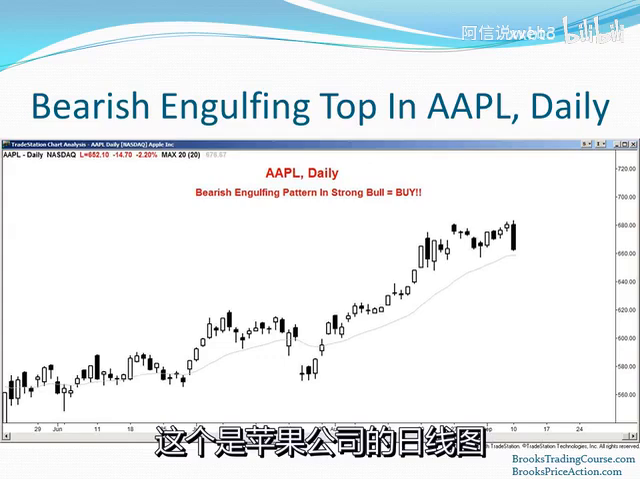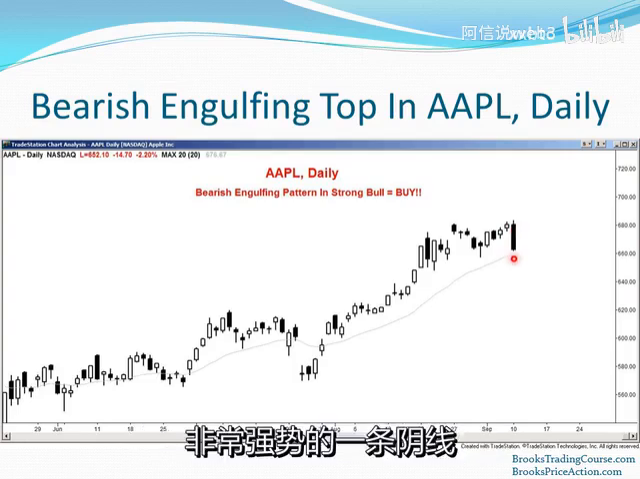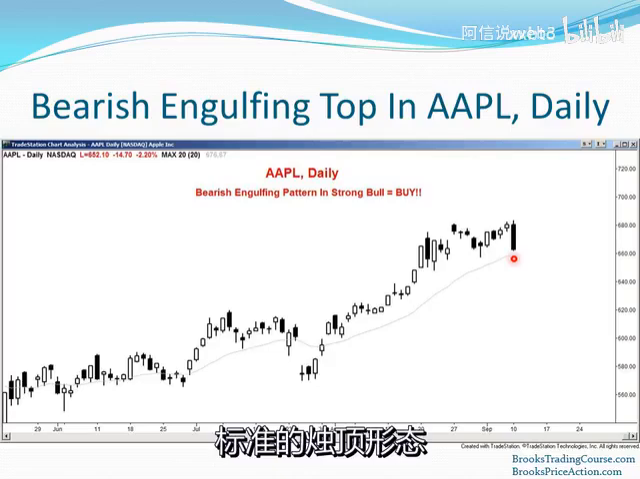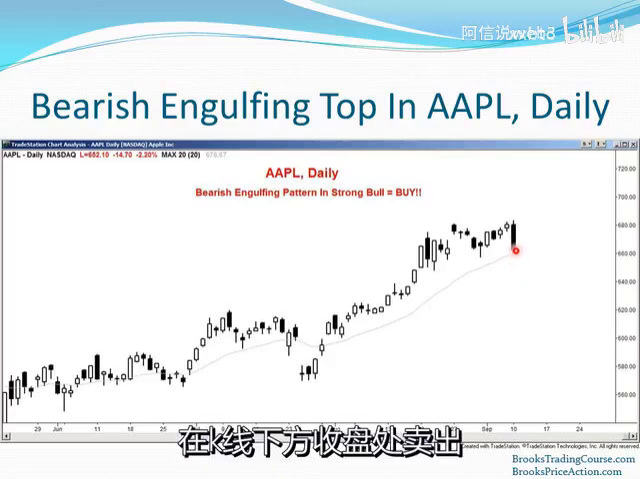Here's an example of Apple daily chart. There is a bearish engulfing pattern, very strong bear bar, a standard candlestick topping pattern. So, should you sell the close of the bar? Should you sell below the low of the bar?